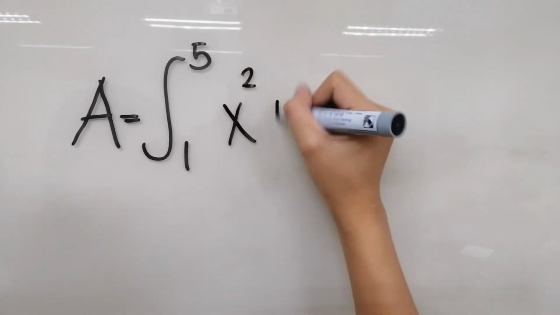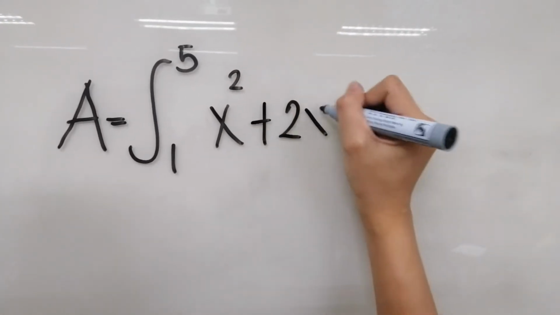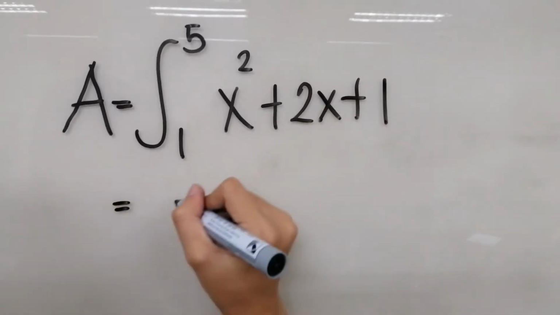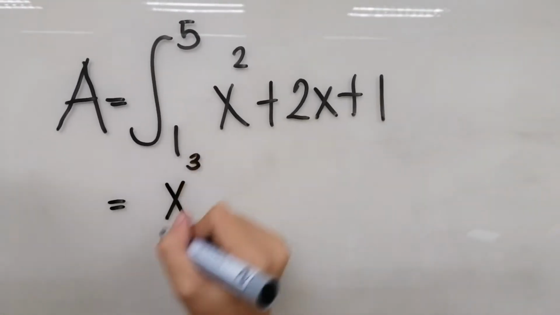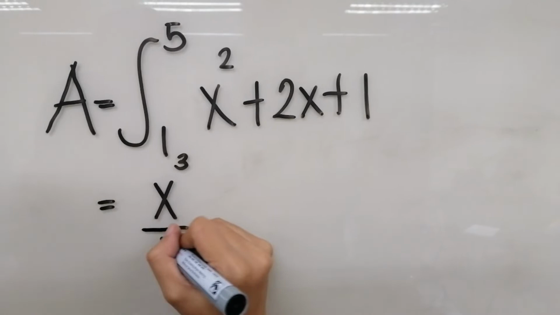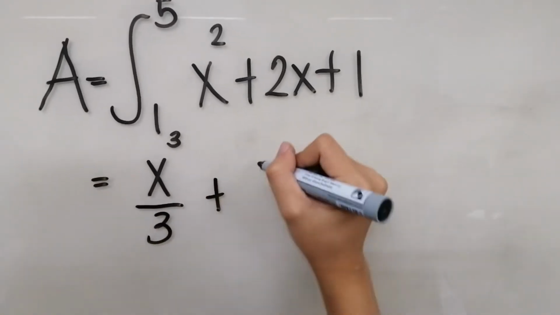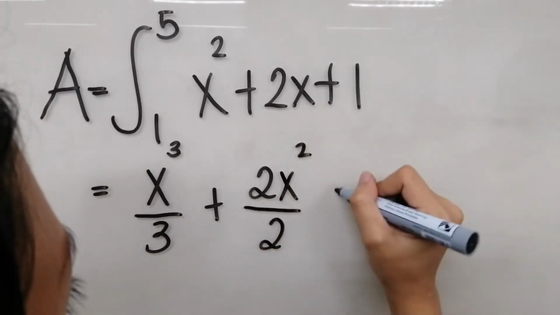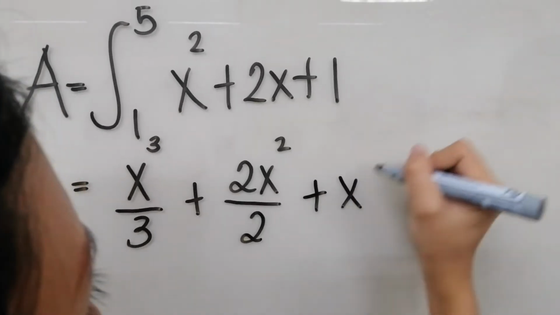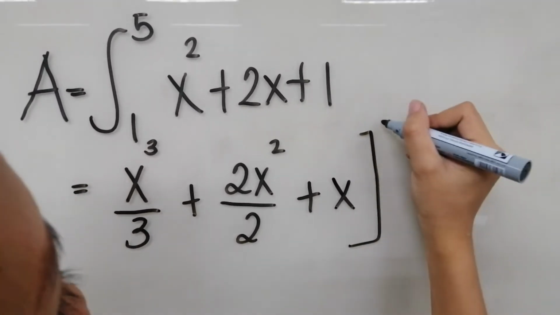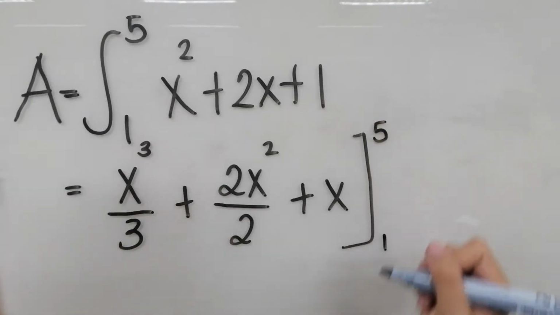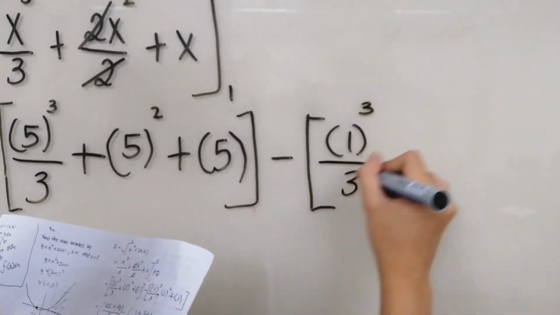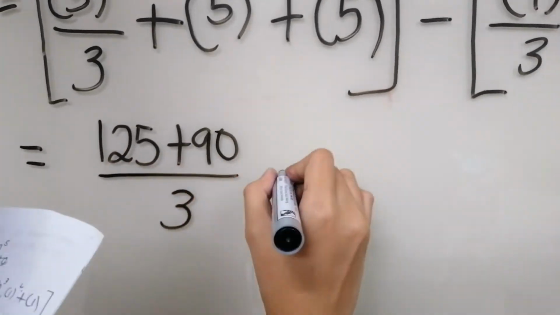Next step is to set up the definite integral, wherein we have A equal to the integral of x squared plus 2x plus 1, having a limit of 1 to 5. And we are ready to integrate it. So the integral of x squared plus 2x plus 1 is x cubed over 3 plus 2x squared over 2 plus x. After that, substitute the x values, and then we will have an answer of 208 over 3 square units.